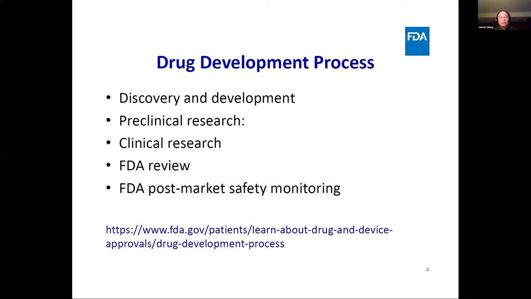According to this FDA guidance, the drug development process for regulatory applications comprises five essential steps. It begins with discovery and development, followed by preclinical research and clinical research. The regulatory application is then submitted to the FDA for review of efficacy data and safety data. The last step is FDA post-market safety monitoring.